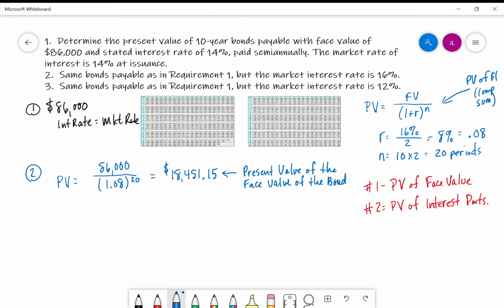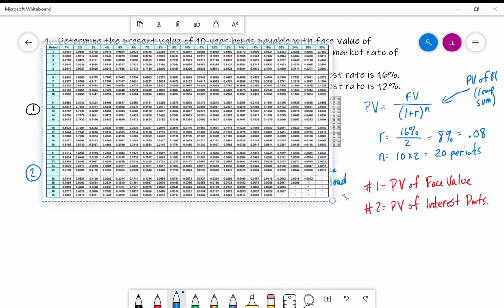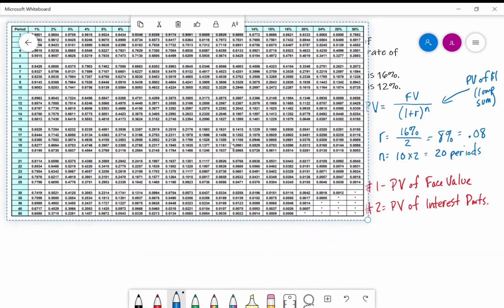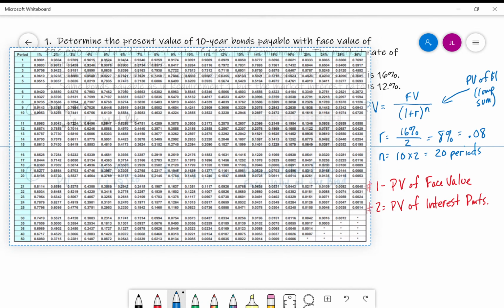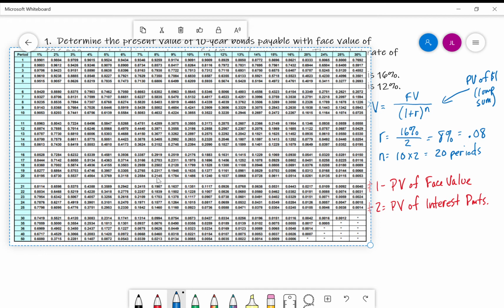Okay, so that's the first part of this problem that we need to do. I'm going to see what we can do with this table. If we're using a table, and this is the present value of one table, remember we're looking at 8% and 20 periods. I'm going to make this table a little bigger. 8% is here, and if we go down to 20 periods, we will see a factor here of 0.2145.